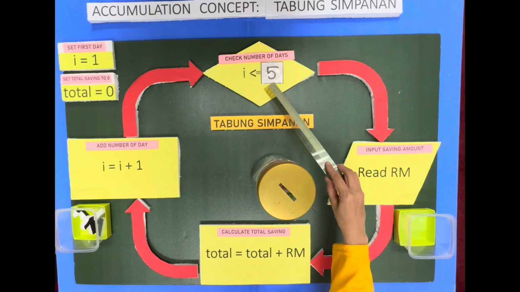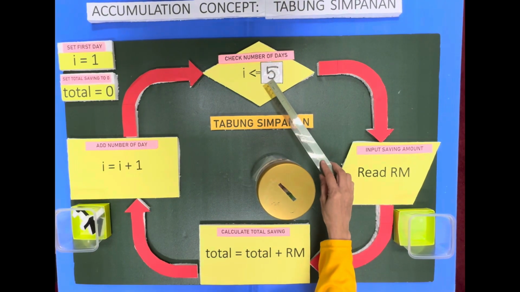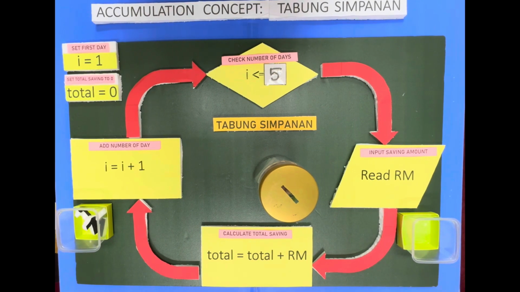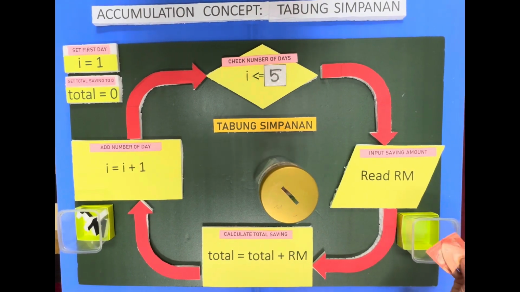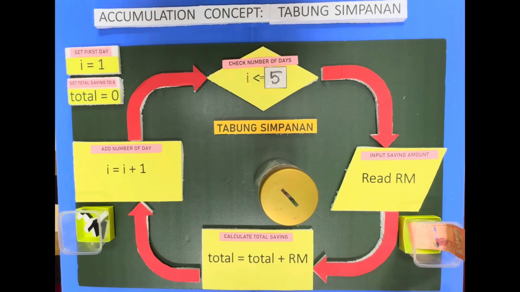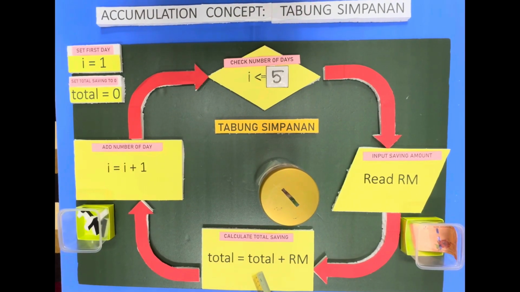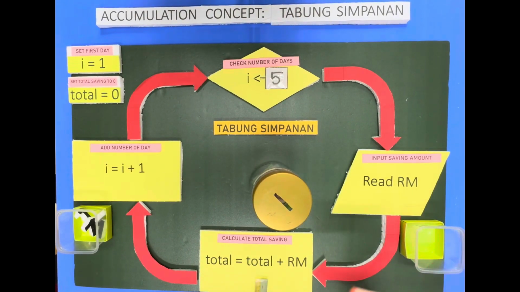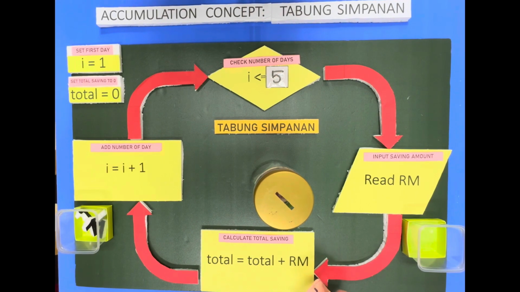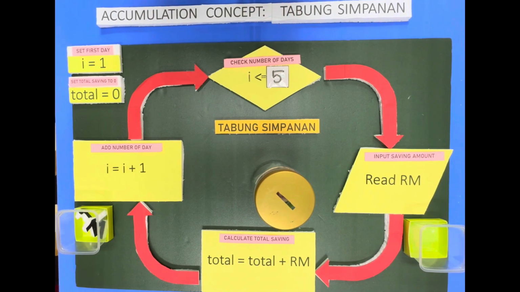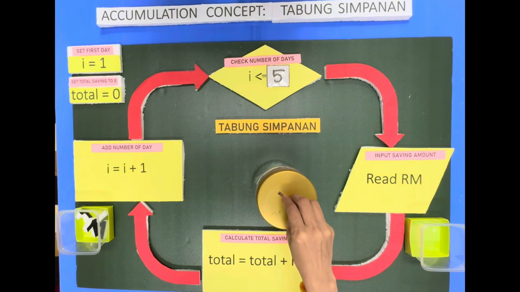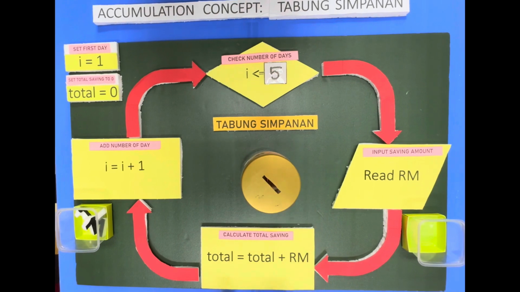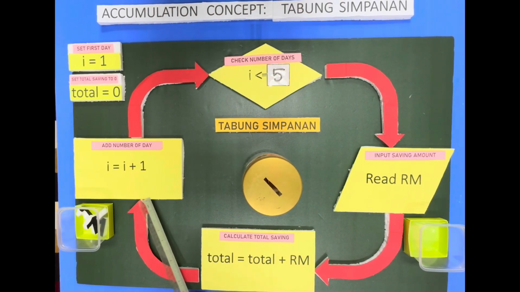Then we check again our number of days. 4 is still less than 5, and then we continue to make another saving, 10 ringgit saving for the fourth day. Again we do the accumulation process. The total inside the tabung is 155. We add 10 ringgit. We put it inside the tabung. And our total will be 165 ringgit. And we continue to add another day.